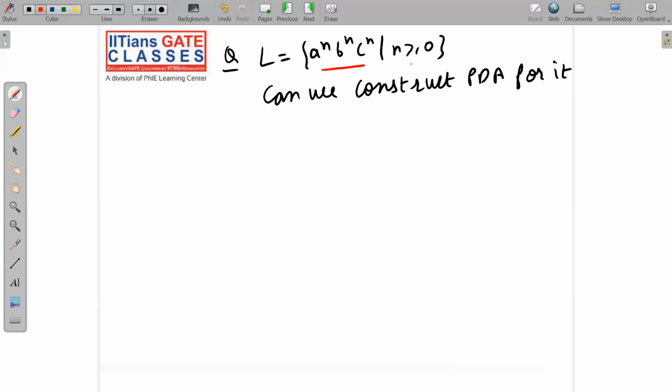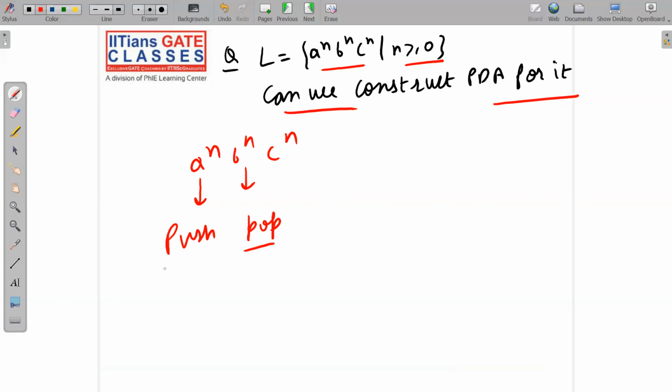See here, L is a^n b^n c^n, n is greater than or equal to 0. Can we construct a PDA for it? Try to construct one for this. So how will you construct it? Let me give you some idea. You will push all the A's. Then when B's come, you will pop. So push and pop, and because these two are equal, now the stack will become empty.